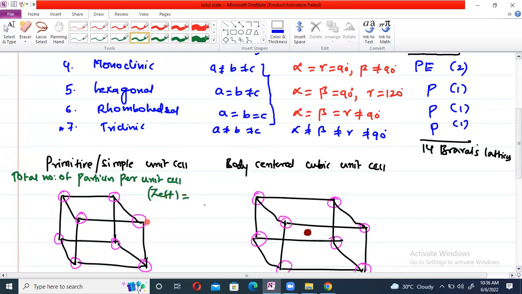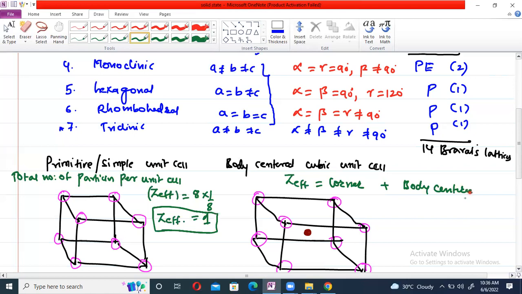But how many atoms are there? 8 are there. Where are all the 8? At the corner, and contribution is 1 by 8. So that is equal to 1. Z effective for the simple or primitive is equal to 1. Z effective means total number of atoms per unit cell. So atoms are present at the corner plus atoms are present at the body center. At the corner how many? 8, contribution 1 by 8. Body center is 1, contribution is 1. So it is 1 plus 1, that is equal to 2. So total number of atoms in the body centered cubic unit cell is equal to 2.